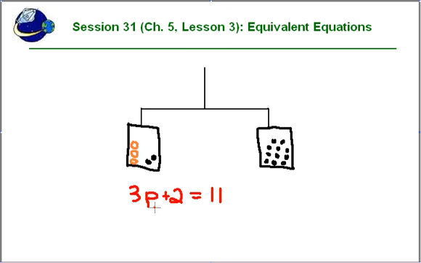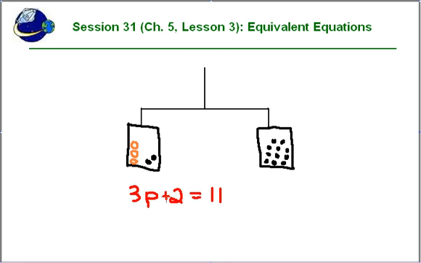Once again, the strategy we use is that we undo each of the operations that we have on this side of the equation where our variable is. So we're going to start with this plus 2. What does this plus 2 represent? It represents these 2 1-pound weights up here. Well, this 2 is being added.